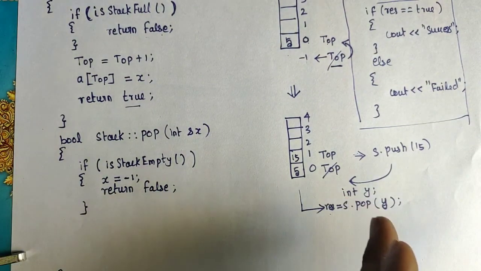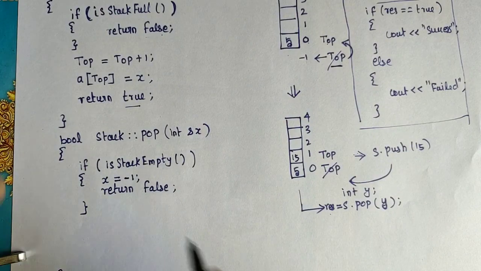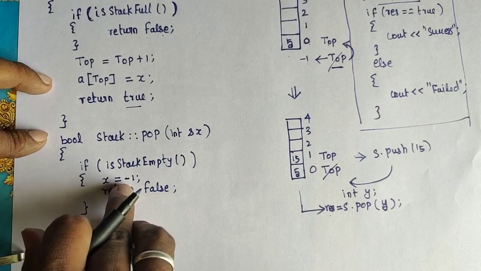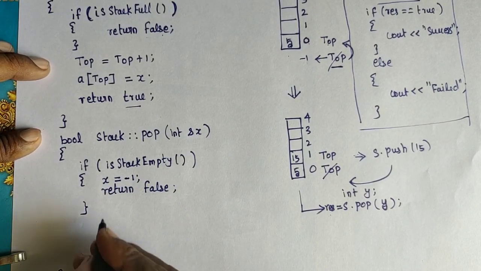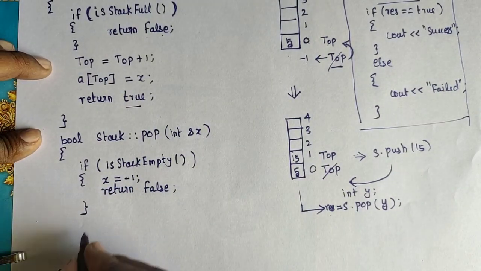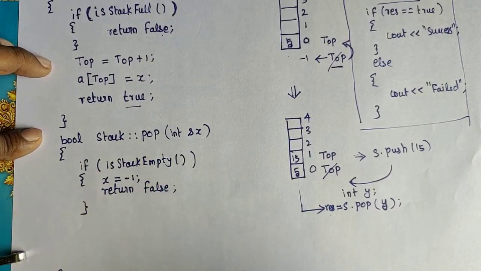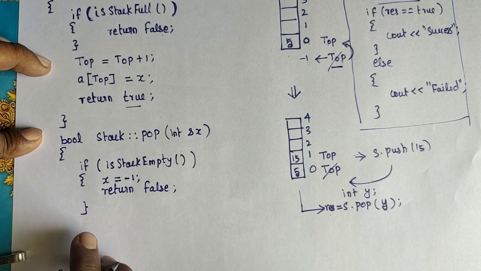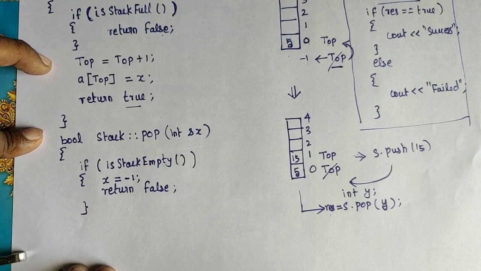But if it is false, it is not going to be considered. So you can store any value here, that does not matter. I am just going to store -1 and return false. So now what is the procedure for deleting an element? If it is not empty, we have decided that the stack is not empty, so we can proceed with the deletion. So that code is going to be written here.